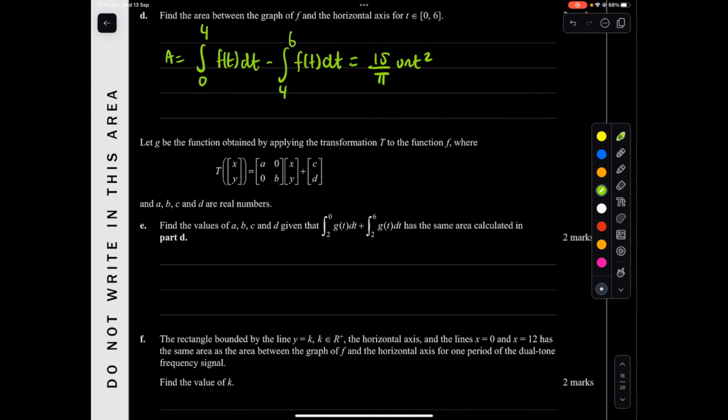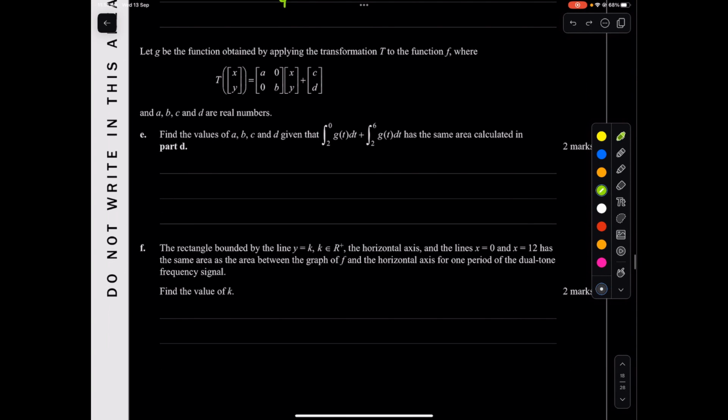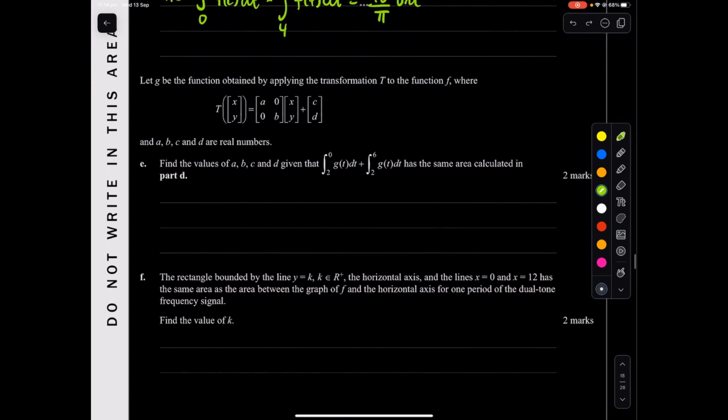Let g be the function obtained by applying the transformation to the function f. Okay, so when we apply this transformation to the graph of f, we obtain g. Where a, b, c are real numbers, find the values of a and b and d, given that the integral from 2 to 0 of g t dt plus this has the same area calculated in part d.